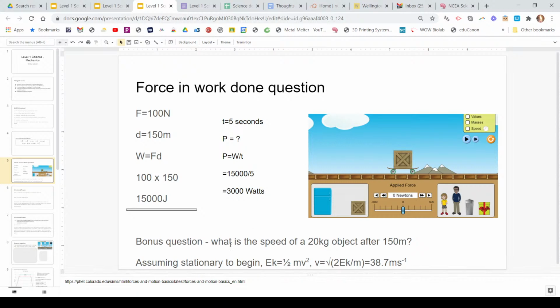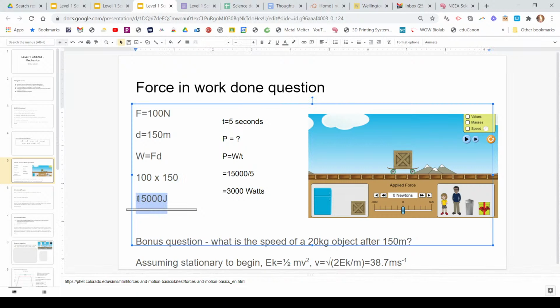All right, and then down the bottom I've put, what is the speed of a 20 kilogram object after 150 meters? So if we'd applied that force to it, we've got the work done there, the 15,000 joules. The idea is that that amount of energy, due to the law of conservation of energy, would be our EK value, and that's half mv squared. So we can rearrange that. I haven't gone through the rearrangement here. I might do that if we've got time a little bit later.